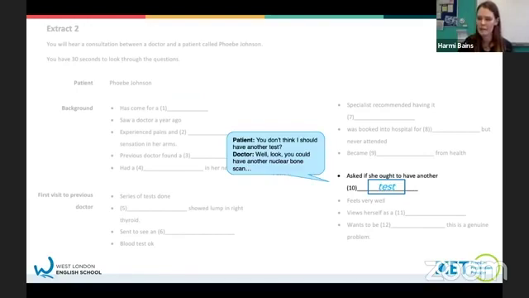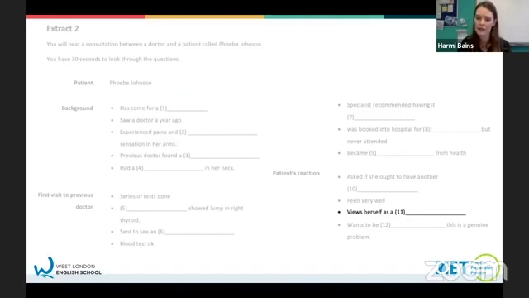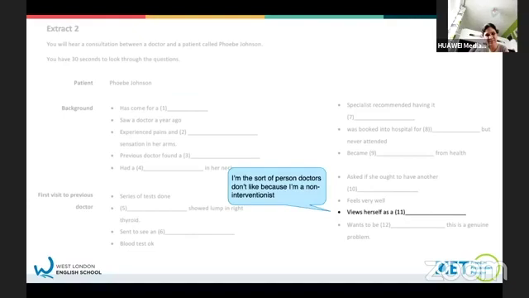11 was a little bit difficult. What did you get, Raj? I just put views herself as healthy, like well, but I don't know if she mentioned it. If we notice the bullet point above number 11, it says feels very well. I just put well, I didn't put very. She herself as a. Have a read of it and see if you can see the answer. Sort of person doctors don't like because I'm non-interventionist.